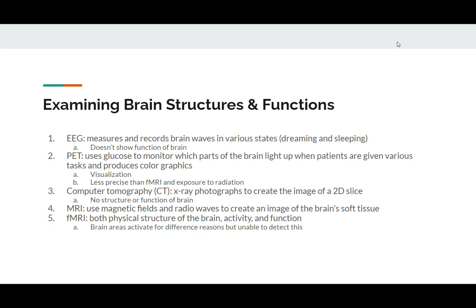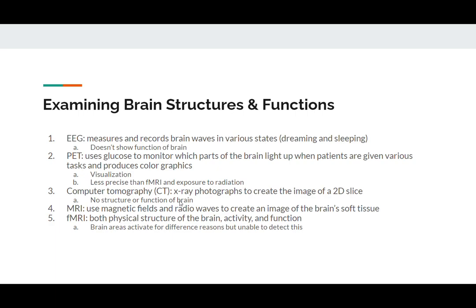For EEG, it doesn't really show the structure or the function of the brain. It's more like the electric waves. And then we have CT. CT doesn't show the function of the brain. It does show the structure of the brain. I think I made a mistake here, so please ignore this.